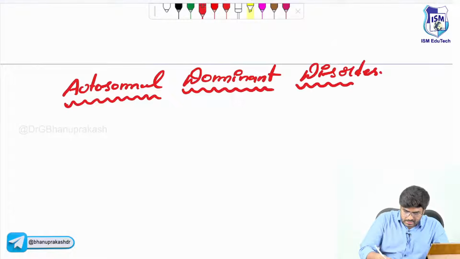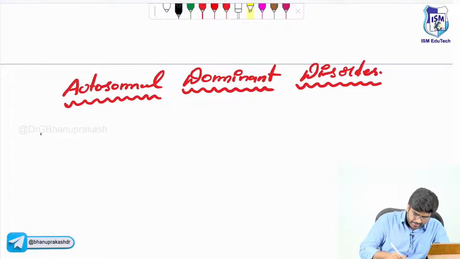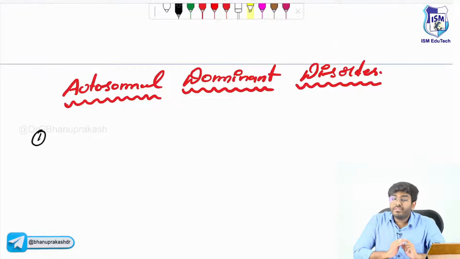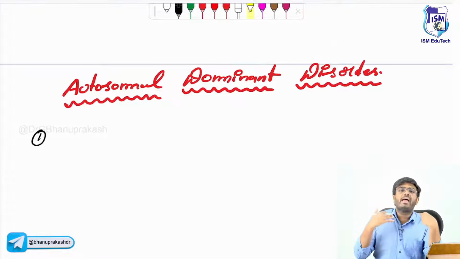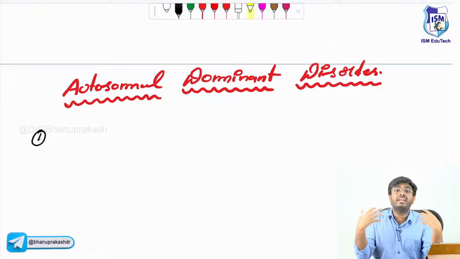Autosomal dominant disorders include, let me write here, there are actually 15. I used to remember something like this. Anything which starts with hereditary almost comes under autosomal dominant. Our family is the most important, dominant thing for us. So for autosomal dominant, anything that starts with family, familial, is autosomal dominant.